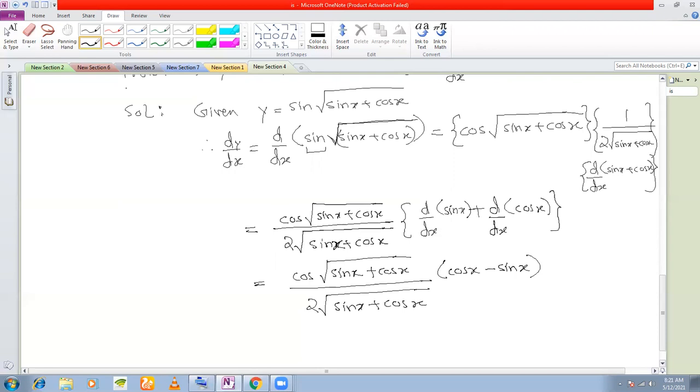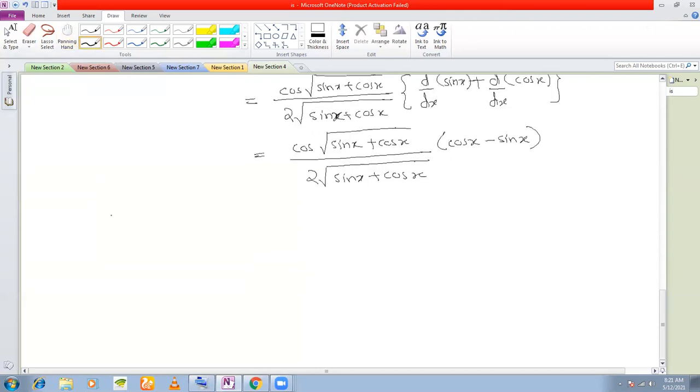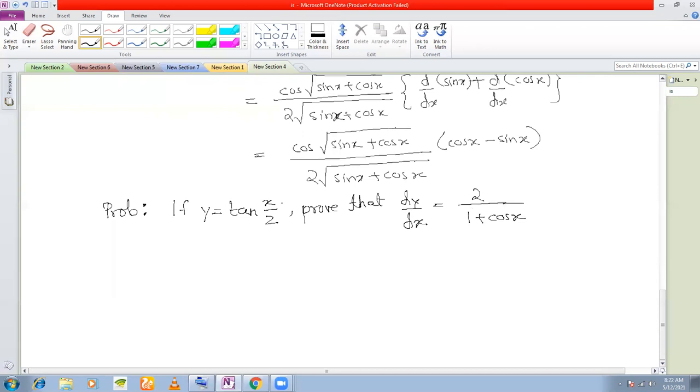And the next problem is the last for this. Now after this we'll start how to differentiate log functions. Okay, problem here is y is equal to tan x by 2. Prove that dy/dx is equal to 2 by 1 plus cos x.